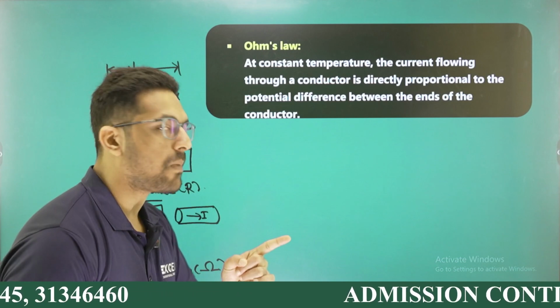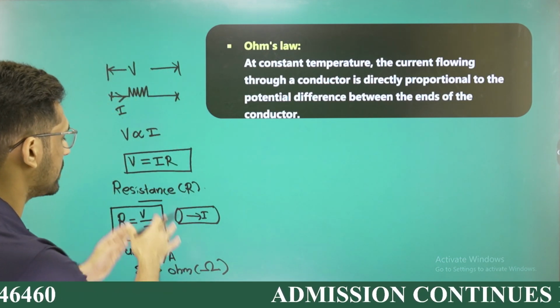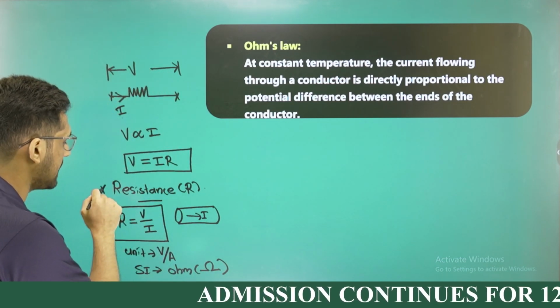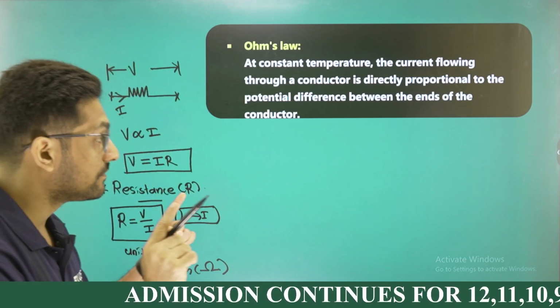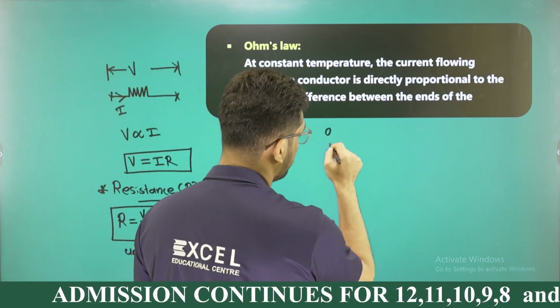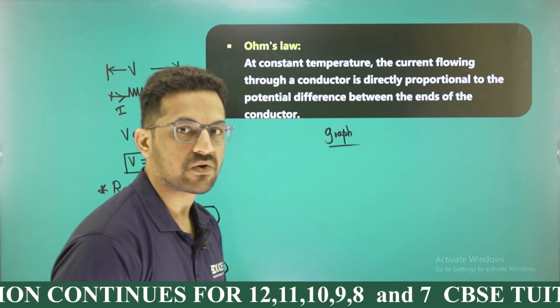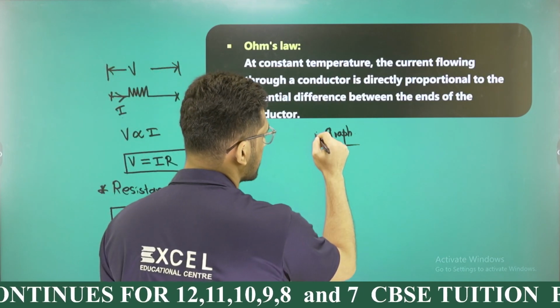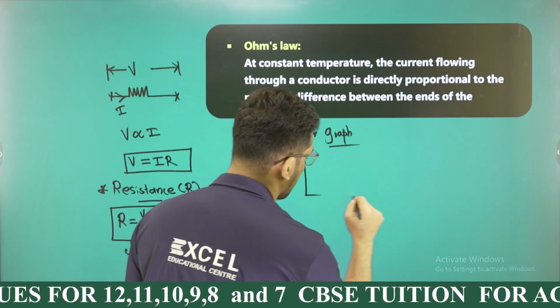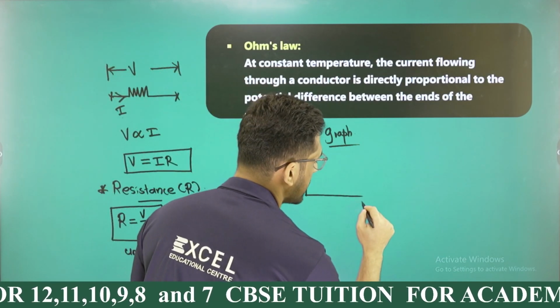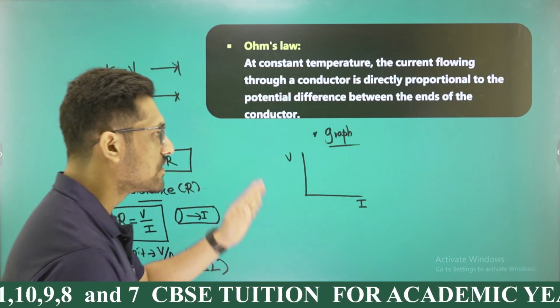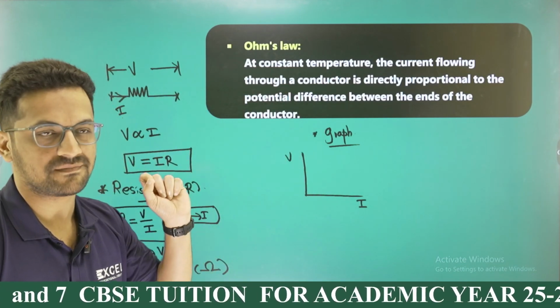So, this is everything about resistance. Did you understand this? Okay. Now, let's see the graph of Ohm's law also. That also is important. The graph of Ohm's law is very important. I am going to represent voltage and current in a graph. So this is the voltage-current graph.